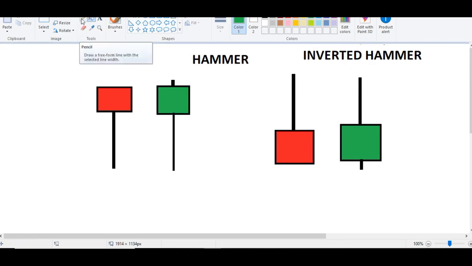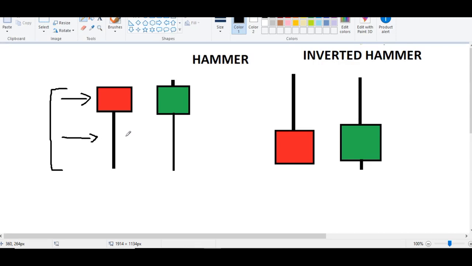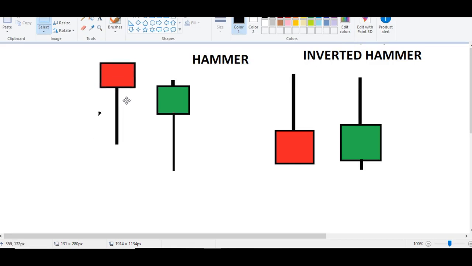Okay, now hammers are very, very important, right? They're a very good trend reversal candlestick pattern. Okay, now how is a hammer defined? If you see the body, it is generally 1/3 of the entire candlestick. Right, so the body is 1/3 and the shadow or the wick is 2/3. Okay, and these are generally very good trend reversal candlestick patterns. So let's understand how.